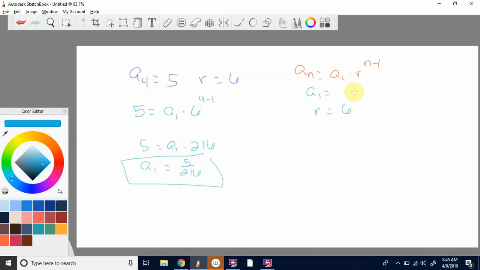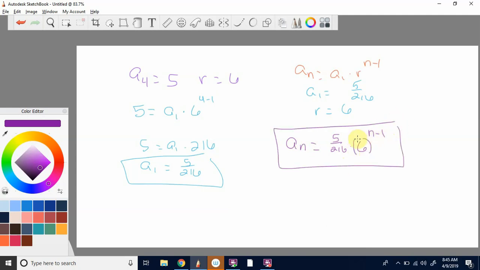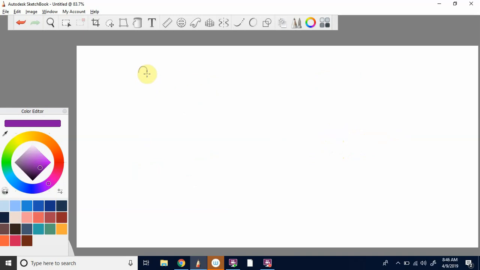So now I have a sub 1, which is 5 over 216, and so now I can write my equation. A sub n equals 5 over 216 times 6 to the n minus 1. And there's your equation. Okay, so pause the video and do the 2 guided practice, and we'll move on to example 3. Example 3 talks about our first vocabulary word, geometric mean.